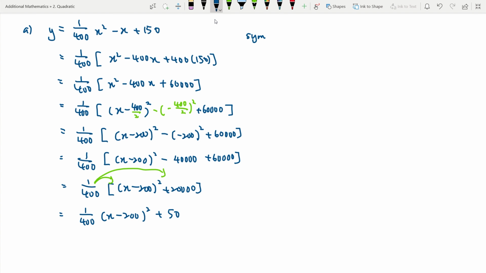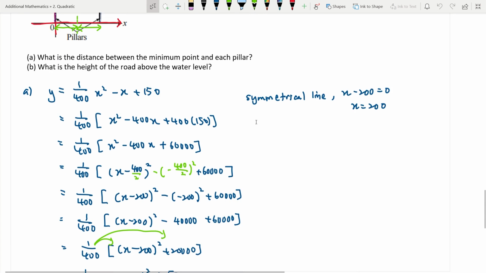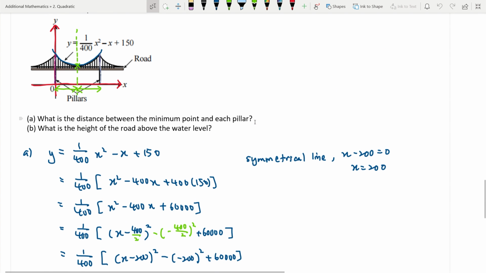The symmetrical line is x minus 200 is equal to 0, x is equal to 200. That means this point is 200. Therefore, the distance between the minimum point and each pillar is 200 meters.